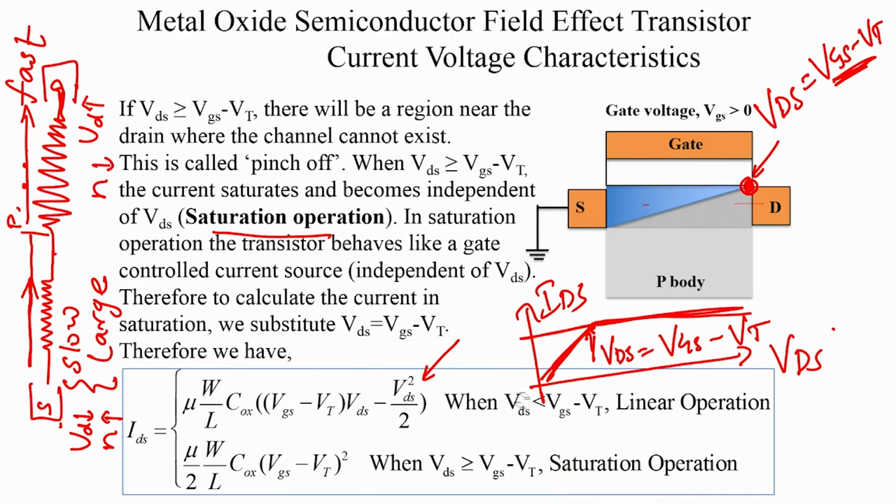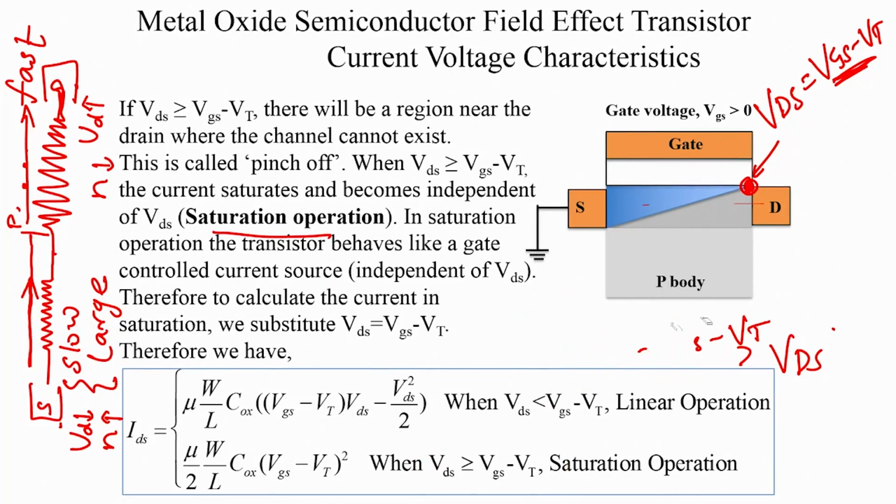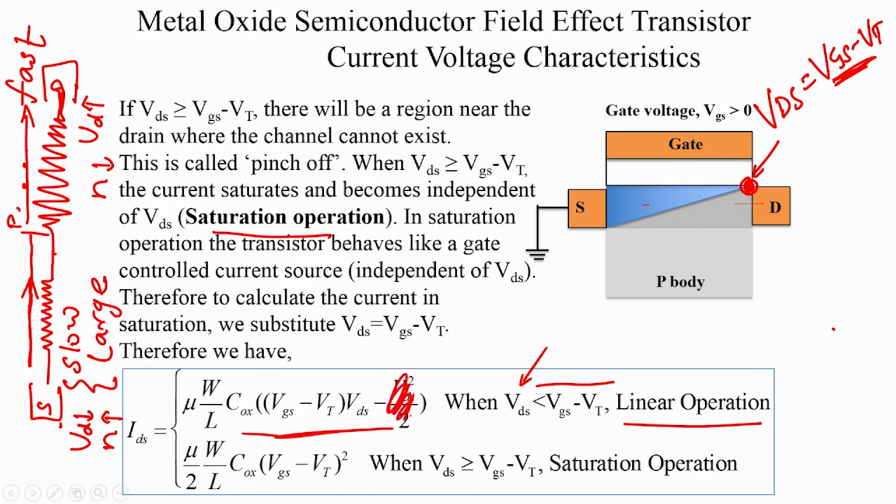So, therefore, we can now write the current voltage characteristics of the MOSFET for two conditions: when VDS is less than VGS minus VT, which is the linear operation. Even though this equation is non-linear, it is linear when VDS is very, very small, because you can ignore this term. And when VDS is greater than or equal to VGS minus VT, we have saturation operation, and this becomes the current voltage characteristics. You see that this current does not depend on VDS, it is independent of VDS.